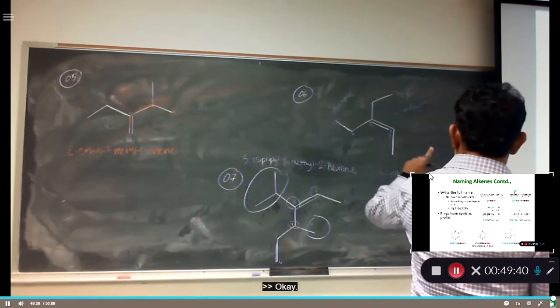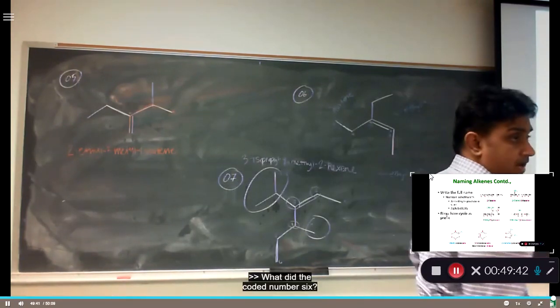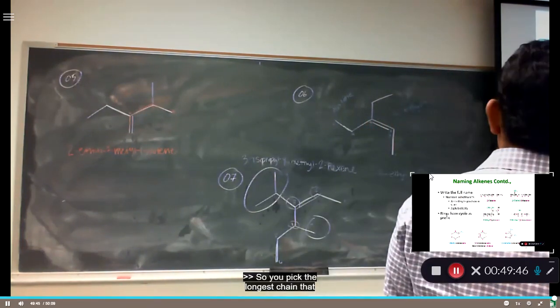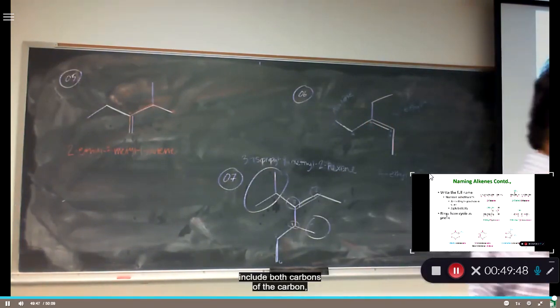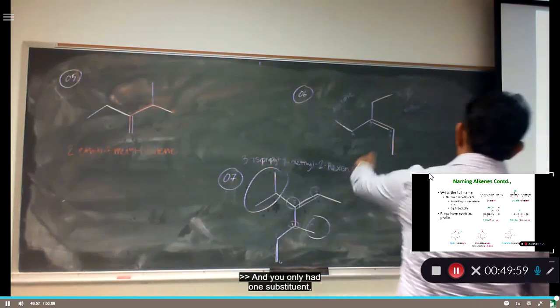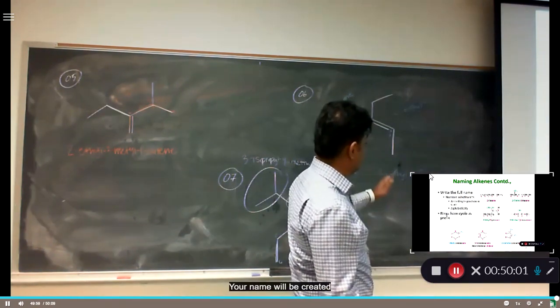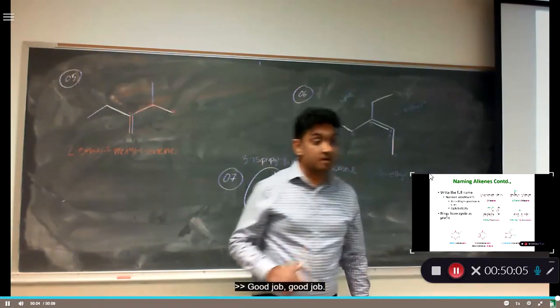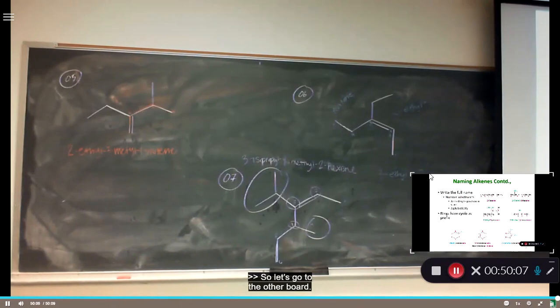Okay, who did number 6? Number 6. Right, medicine. Let's see. So you pick the longest chain that includes both carbons of the carbon-carbon double bond, which is correct, and you started numbering from the end closest to the double bond, that is also correct, and you only have one substituent, which is a 3-ethyl group. So your name will be 3-ethyl 2-pentene. Well done. Good job. So let's go to the other board, and I'm going to pause the video now because you can't see those structures.